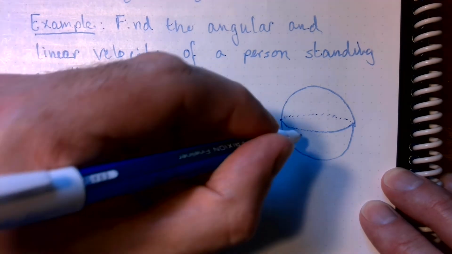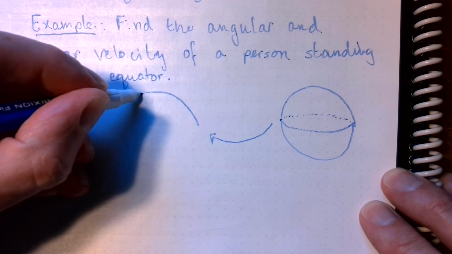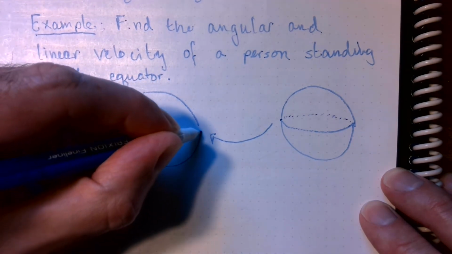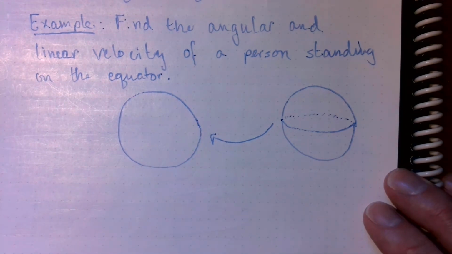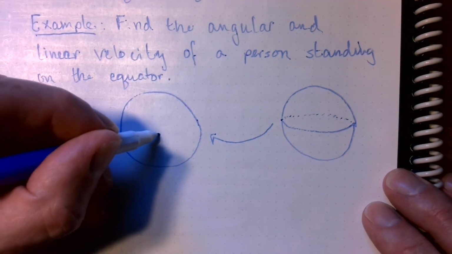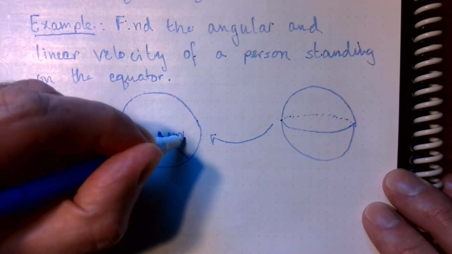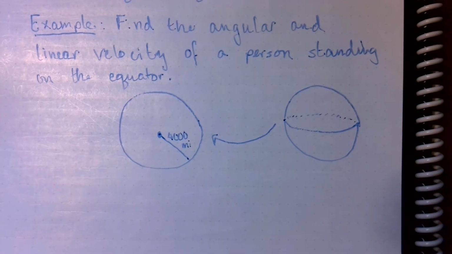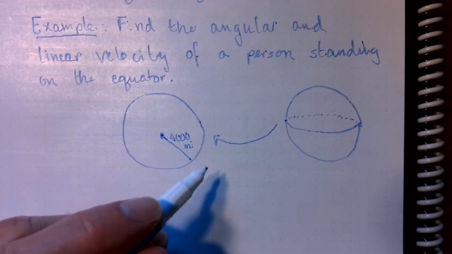Okay, so a person standing on the equator can be thought of as standing on the edge of a disk. Okay, if you imagine we cut the Earth at the equator. So we got the northern hemisphere and the southern hemisphere are separated by our cut. All right, now the radius of the Earth, as we've discussed in some previous problems, is approximately 4,000 miles. Okay, so this person is, we can imagine, standing on a disk, radius 4,000 miles.